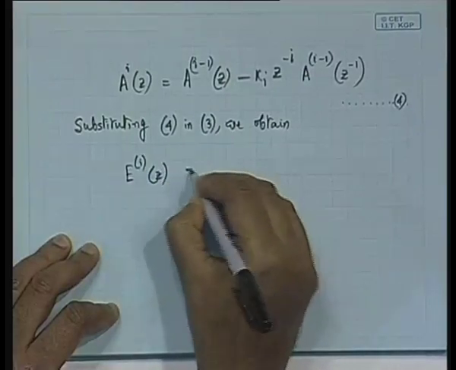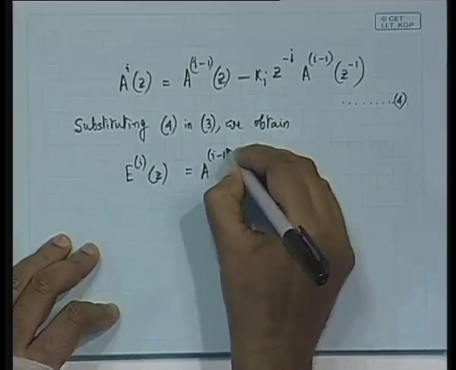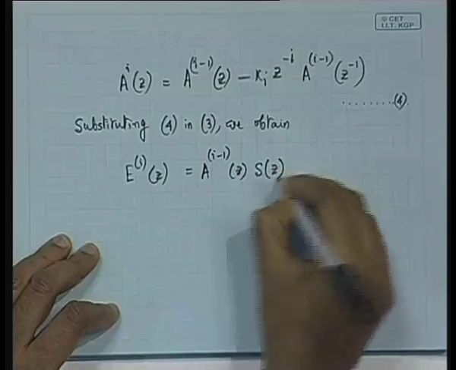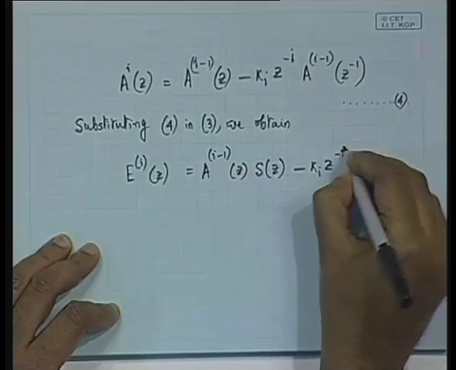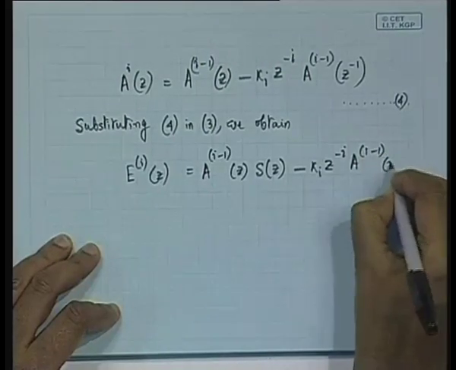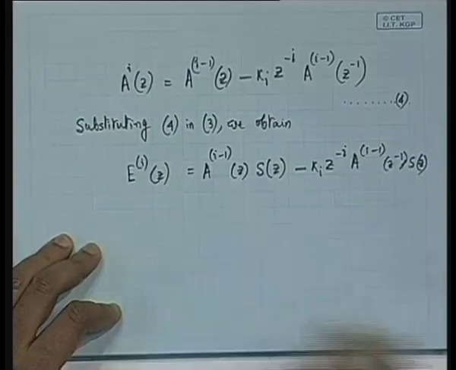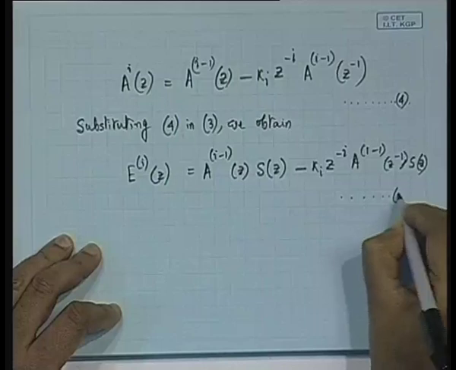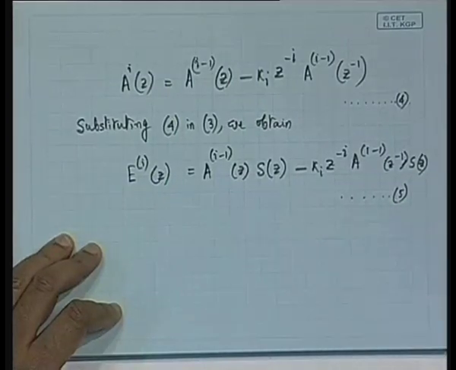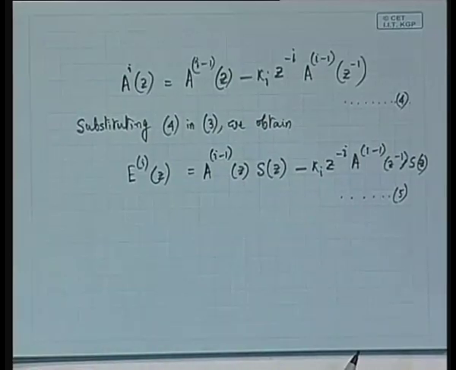E_i(z) = E_{i-1}(z) - k_i z^{-i} A_{i-1}(z^{-1}) S(z). So, this is the expression, and let us call this equation number 5. Now, what is the first term of this expression? The first term is nothing but E_{i-1}(z), because it simply results in the prediction error for the (i-1)th predictor.